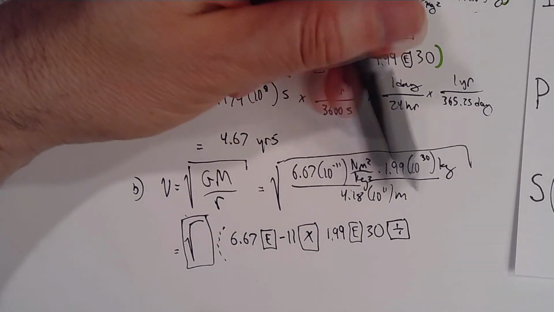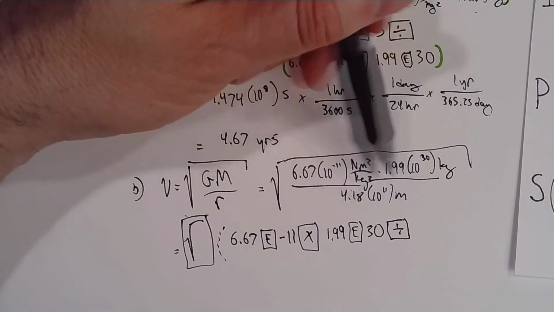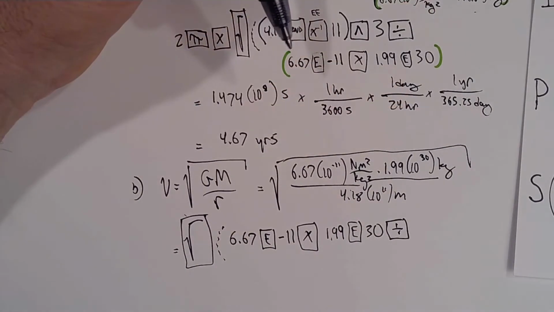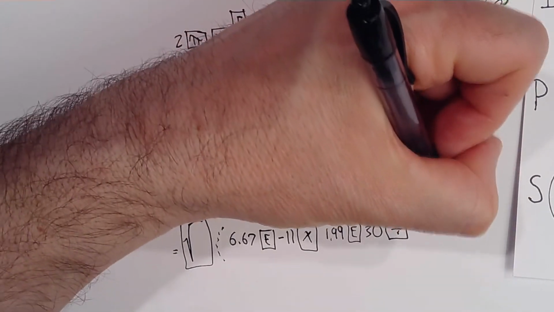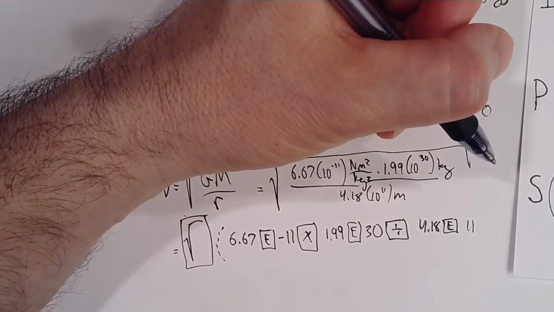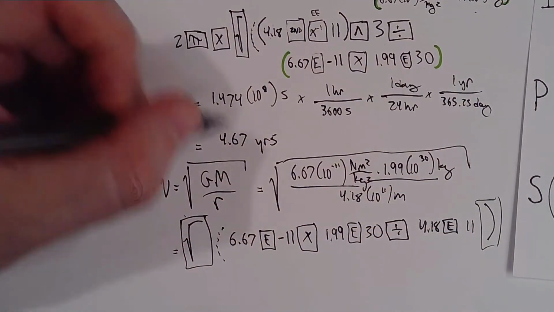When you have multiple terms in the bottom, you've got to watch out that it doesn't divide by the first term and then multiply by the rest. But here we're okay. 4.18 e to the 11th. And again, there'll be a parenthesis at the end, but you can add it if you want to.